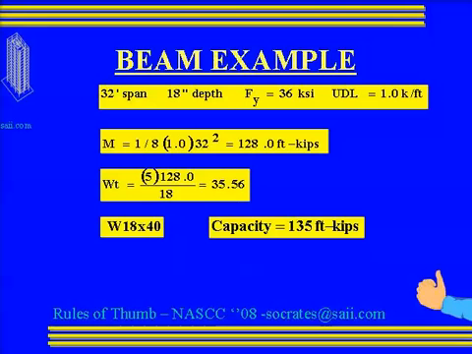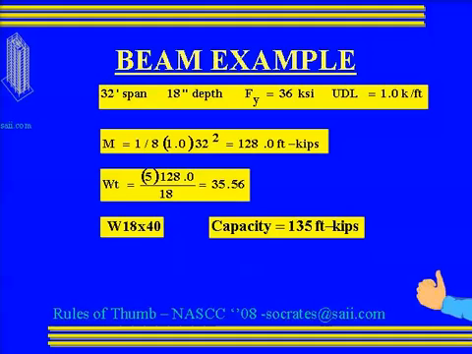Let's look at the beam example. Let's say we have a 32-foot span, and we want to use an 18-inch beam. We're using 36 KSI material, and we have 1 kip per linear foot. A trusty WL squared over 8. I didn't put that one on the card, by the way. I assume all of you remember that one. So 128 foot-kips. So the weight needs to be 5 times 128 divided by 18, 35.56.